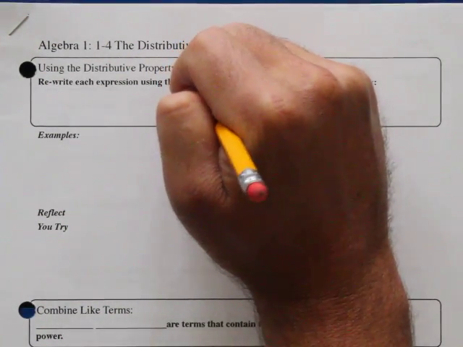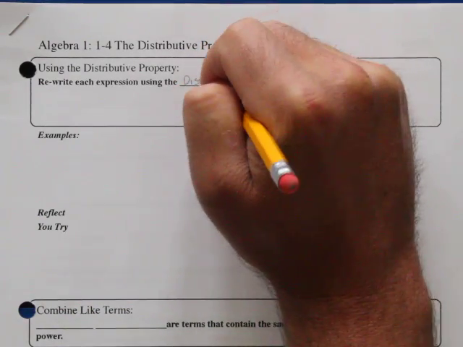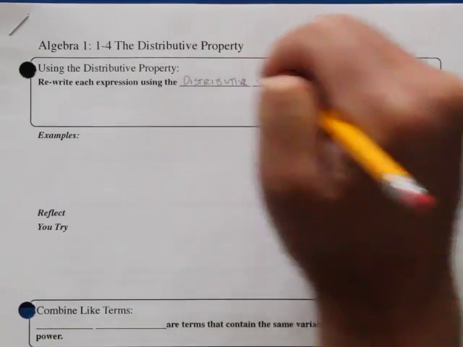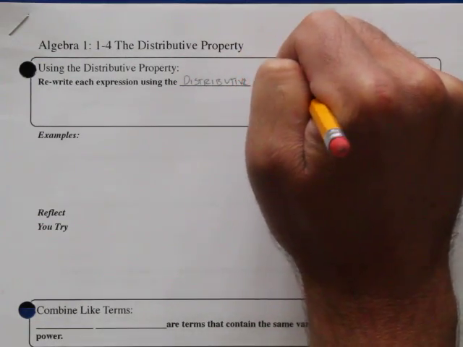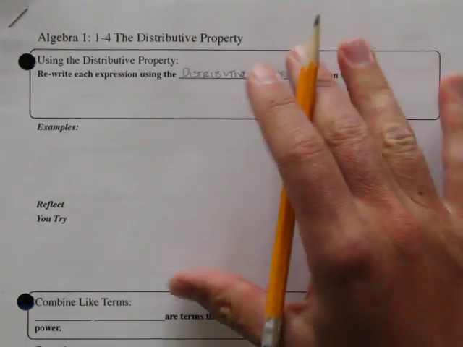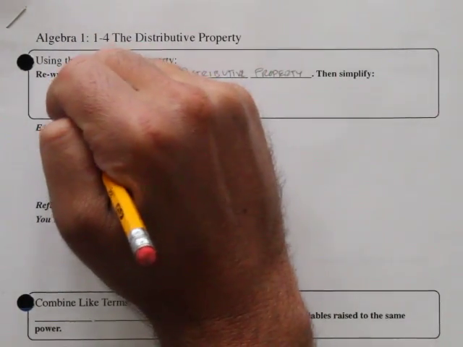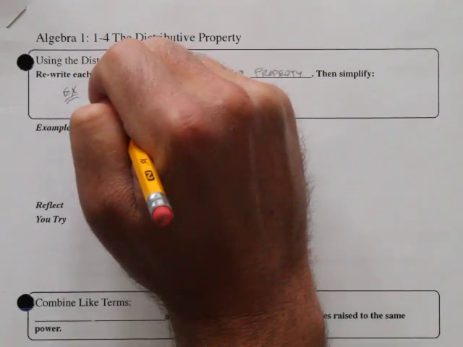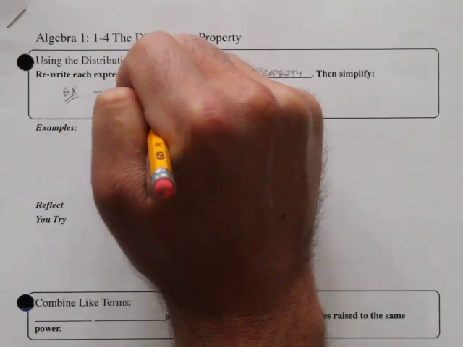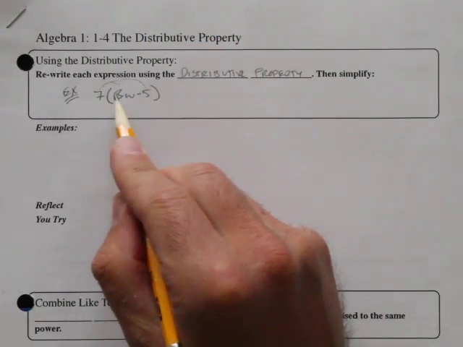In 1-3, we looked at the distributive property briefly. Then simplify. So let's review what the distributive property looks like. Let's do a little example here. This is 7 times 3w minus 5. So we are going to distribute this 7 to both of these terms.